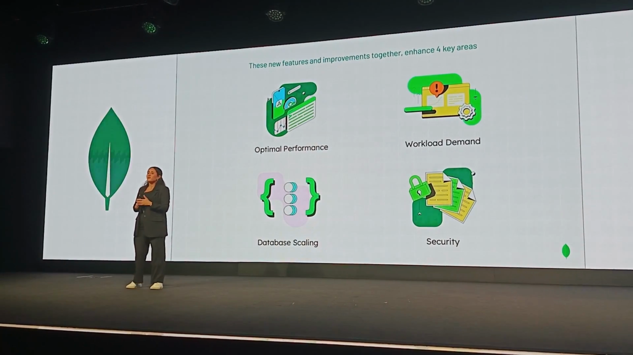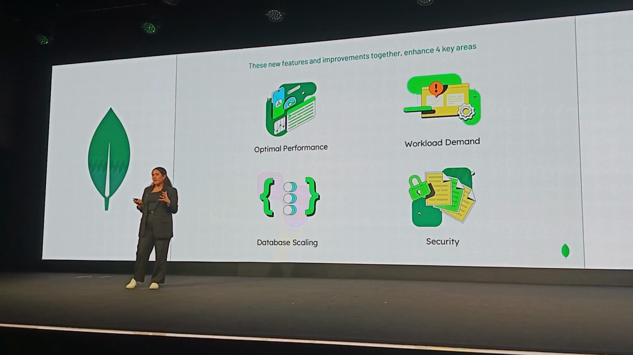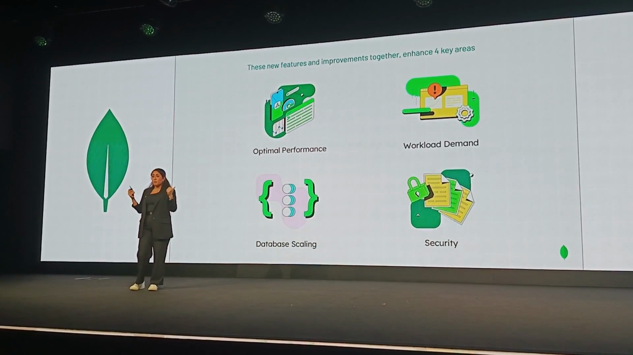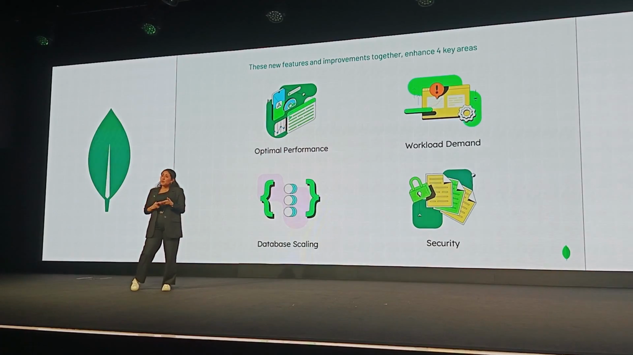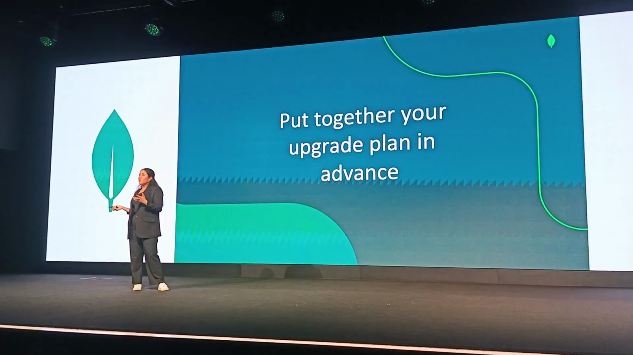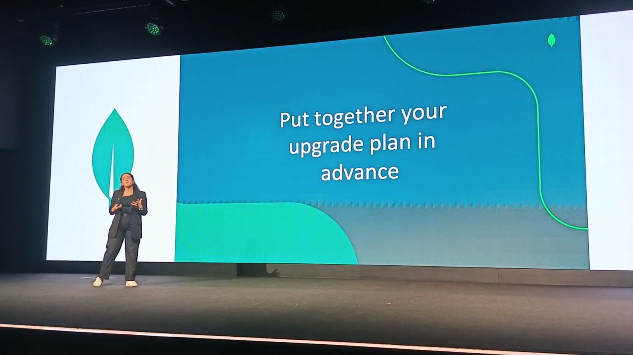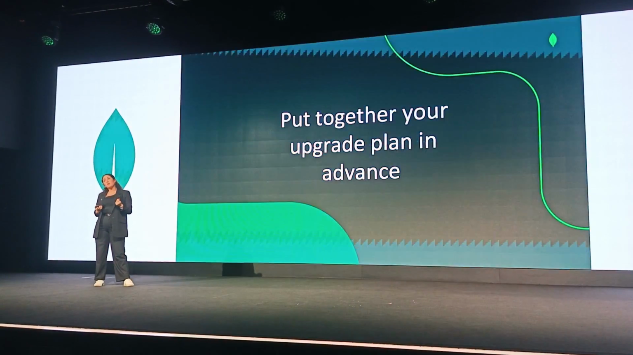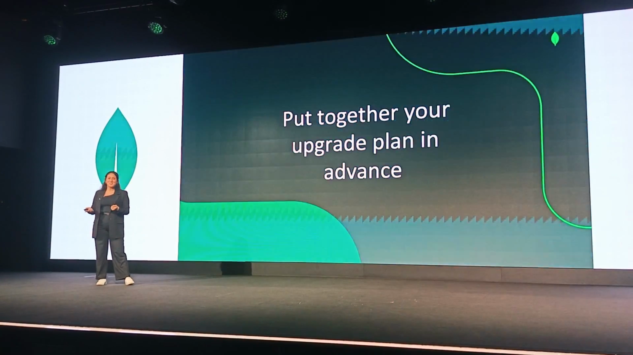That's it for our 4 key foundational aspects. So basically, the commitment that we made this year is to improve resiliency, scalability, security, and performance. And if, of course, you like any of the features that you saw here today, I would suggest you put together an upgrade plan and start moving from MongoDB 7.0 to 8.0.